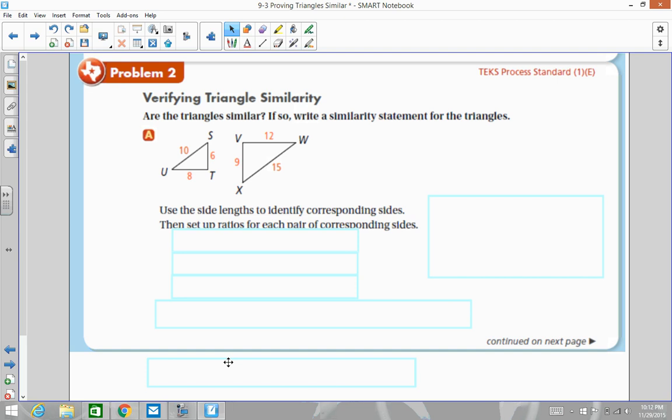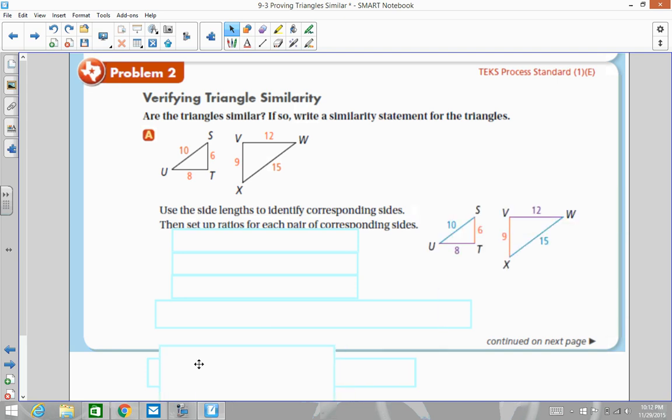So when we check here, we can use the lengths of the sides to find the corresponding pieces so we can set a ratio for each side. So we can look here, and I have the blue sides, the red sides, and the purple sides. And so my shortest side would be AST to XV, and so when I set the ratio, I get 2 to 3.